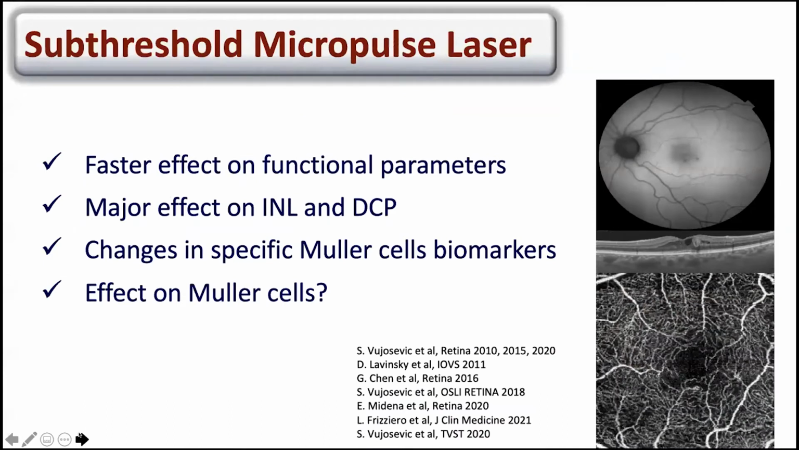So definitely subthreshold micropulse laser gives a faster effect on functional parameters. And when we consider the specific retinal layers where it gives the major effect, it seems to be the inner nuclear layer and the deep capillary plexus, with already reported changes in specific Müller cell biomarkers, thus possibly with the effect on Müller cells and not just RPE. And with this, I have finished.